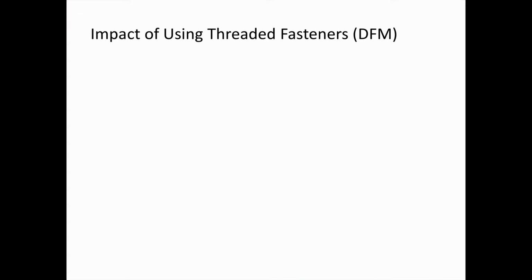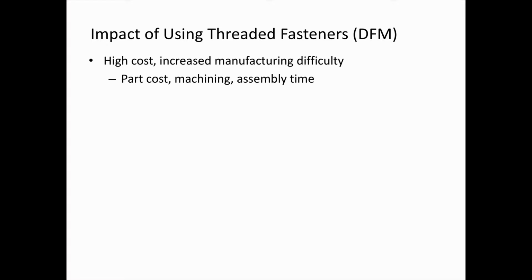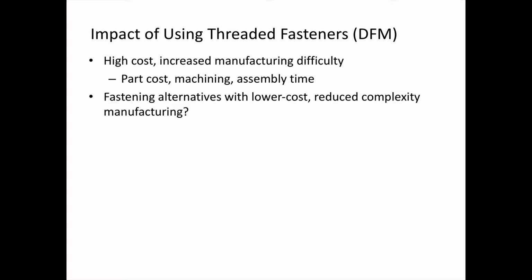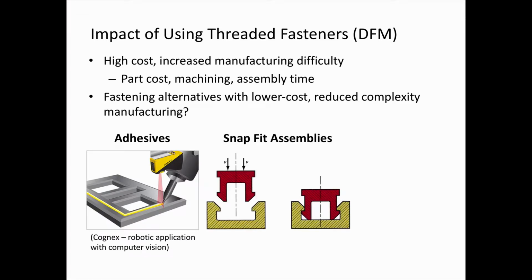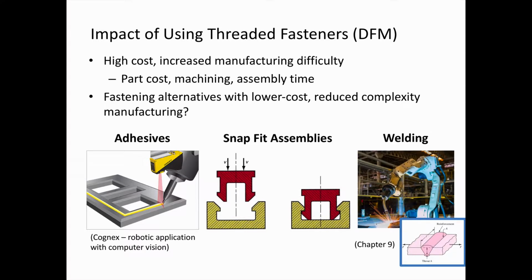Let's talk about the impact of using threaded fasteners on manufacturability. Threaded fasteners do have associated with them a higher cost than other options and some increased manufacturing and assembly difficulty. The parts are sometimes more costly. It requires machining and additional skilled assembly time. So are there fastening alternatives with lower cost, reduced complexity manufacturing? Yes, adhesives is one, snap fit assemblies, and also welding. There are other options besides these as well.